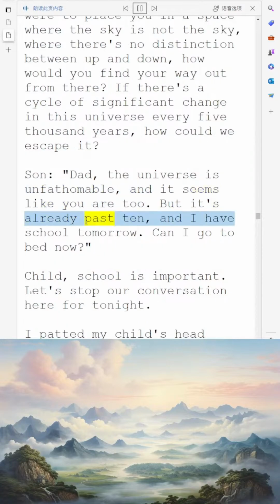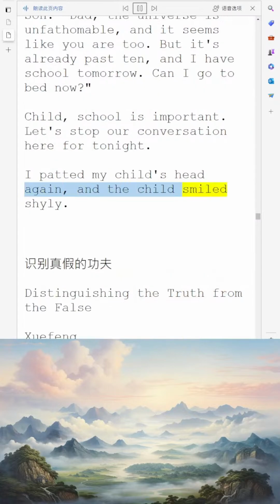But it's already past 10, and I have school tomorrow. Can I go to bed now? Father: Child, school is important. Let's stop our conversation here for tonight. I patted my child's head again, and the child smiled shyly.